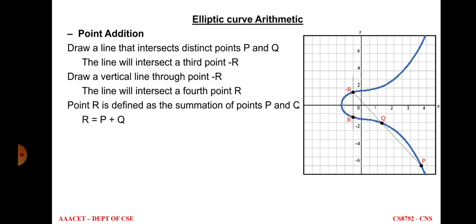So this is one property, that is point addition. Listen carefully. Here we first have to draw an elliptic curve using the formula, with minus of p plus q and p plus q, and having the special point O. After that we have to draw a line that intersects the two points p and q. The line will intersect a third point, minus r. After that we have to draw a vertical line from minus r to r. So the point r is defined as the summation of p plus q. So r is equal to p plus q. This is known as point addition.